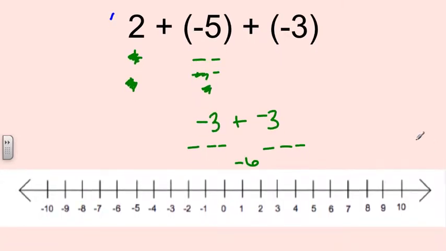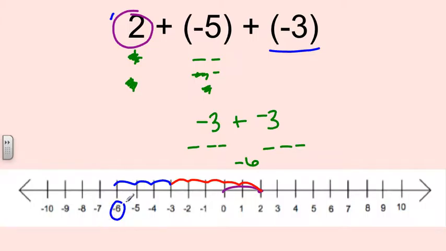You may have also worked from the number line. Working from the number line, I'd start at 2. Start at 0, go to 2. Go to -5, so I have to go back 5. 1, 2, 3, 4, 5. And then I still have this other digit here to go back 3 more. 1, 2, 3. And it brought me to the answer of -6.